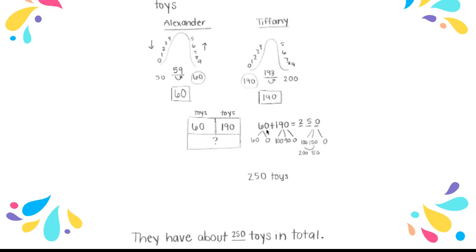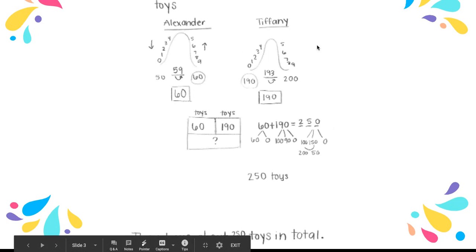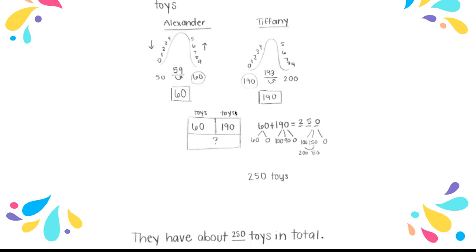So we have 60 toys plus 190 toys, and we have about 250 toys. So they have about 250 toys in total. You may have a little different. That's okay. Depending on how you estimated it, that's fine. You could have said Tiffany has about 200 toys and Alex has about 60, and you could have said they have about 260. That's fine too.